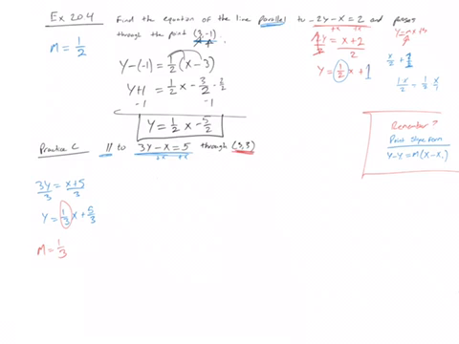So to find the equation, I'm going to say y minus 3 is equal to 1/3 times x minus 3. Distribute that in, y minus 3 is equal to 1/3 x. 1/3 times -3 is just minus 1. Add 3. y is equal to 1/3 x plus 2.